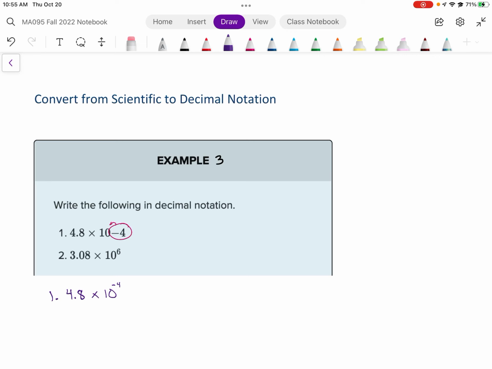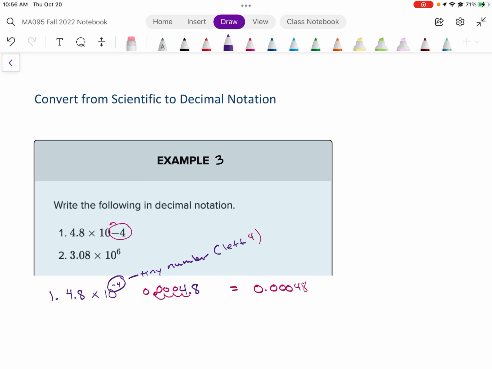You know that this is going to be a tiny number, right? So is the decimal going to move left or right? Because this says tiny number, it is going to go to the left to make a tiny number. If you went right, you'd have a huge number. So let's start with the number out here by itself, and I'm going to go to the left 4 places. 1, 2, 3, 4. There's my new decimal point. So I get 0.00048. That's my original number.